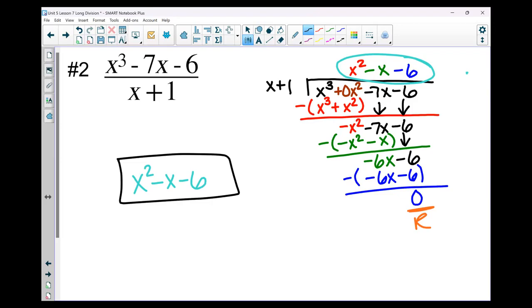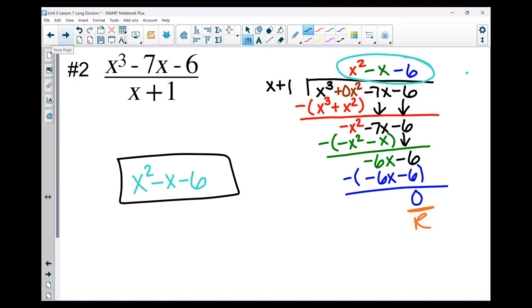So the question you might have is, how is this long division going to help us? Well, we don't know how to factor every polynomial. It just doesn't work, just like we couldn't factor every quadratic. We need other methods. Long division is going to help us with that.